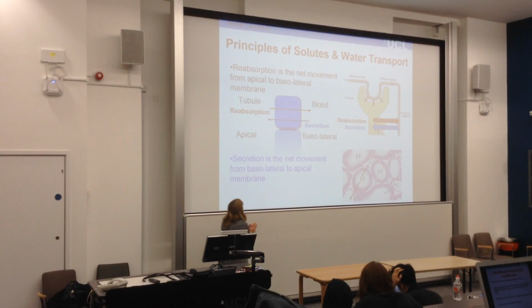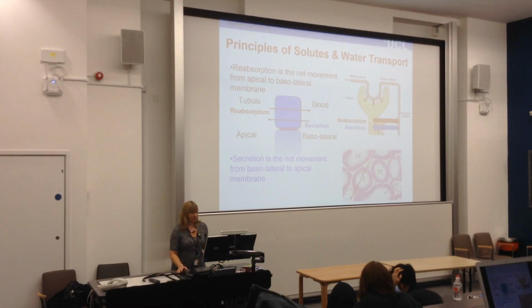So the principles of the movement of solutes and water in the proximal convoluted tubule are that we see reabsorption. That's movement from the tubular fluid, so from the ultrafiltrate within the nephron structure, across cells into the blood. So moving from the apical surface, the surface that has all those microvilli on it, across the cells to the basolateral border, and then into the blood supply.